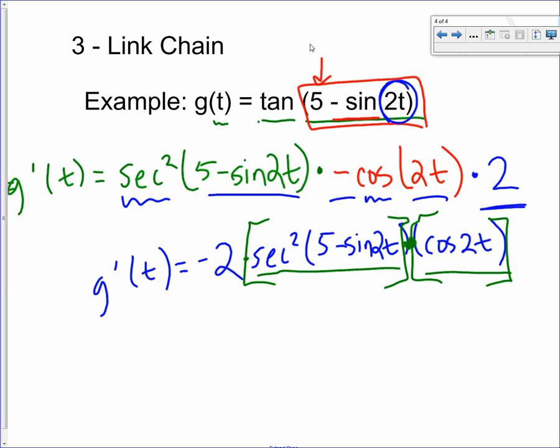So that's it for the chain rule. I could keep going. You can just keep adding links. Derivative of the outside times derivative of the inside times derivative of the inside of that times derivative of the inside of that, ad nauseum. Just keep going.